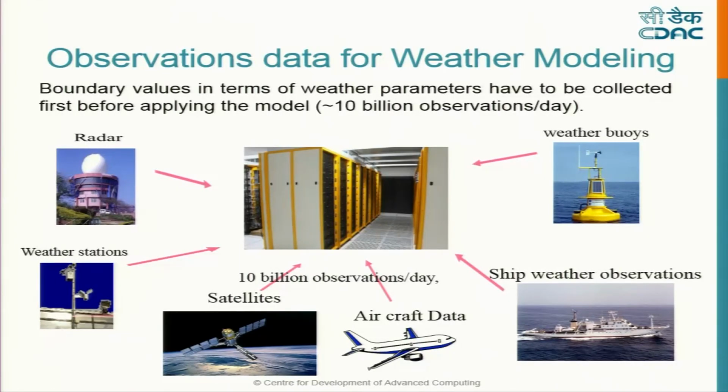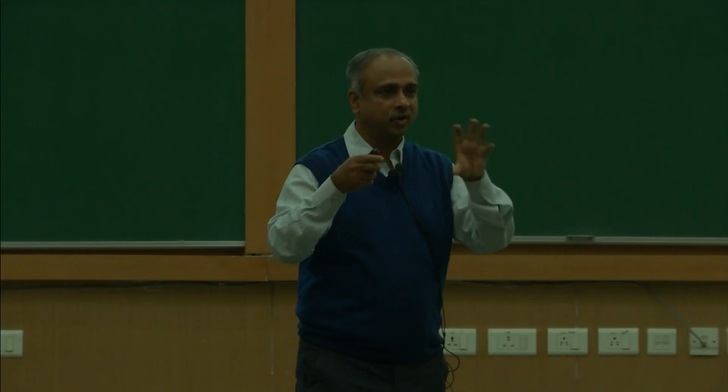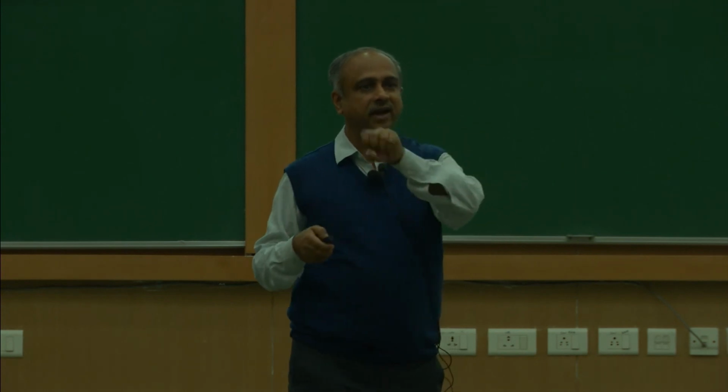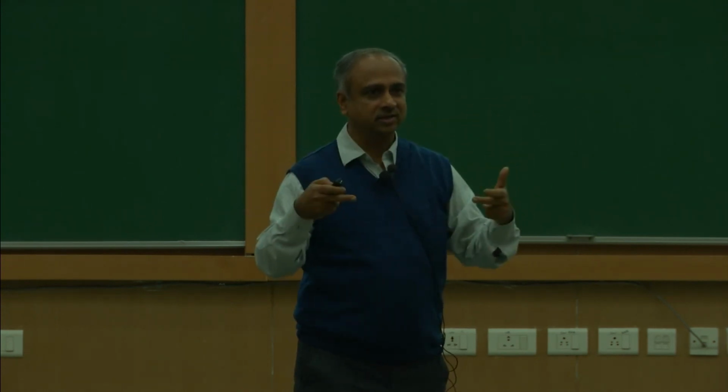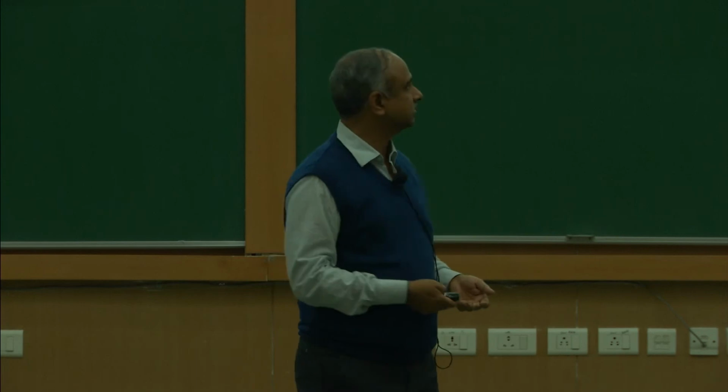And better weather predictions can be done when you have more compute power, because if you have less compute power, your grid becomes coarse. If you have more compute power, you can have the data collected at a shorter distance. That gives you a better prediction.